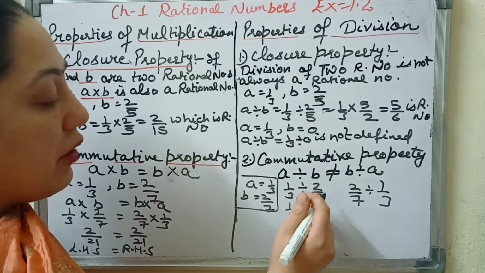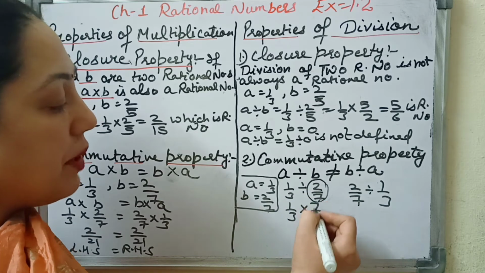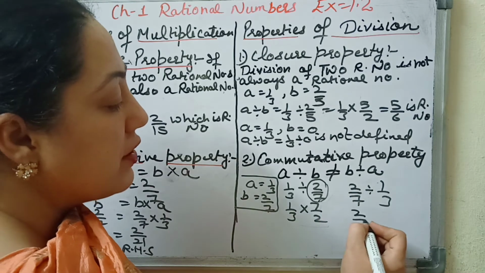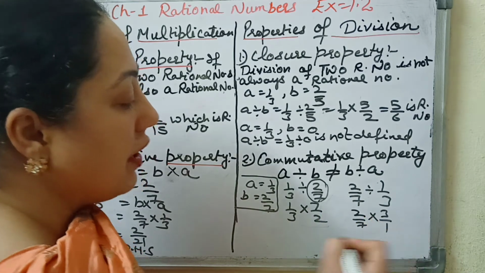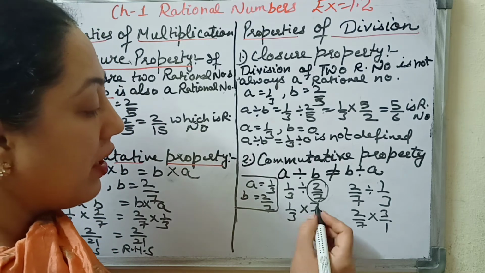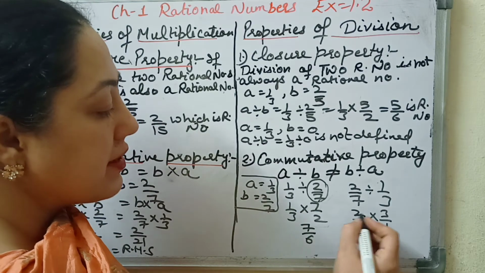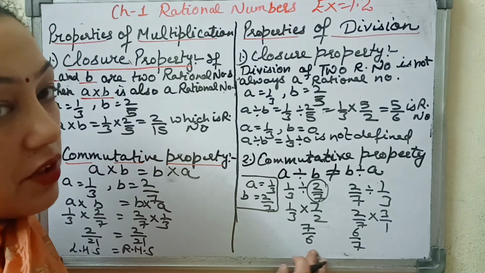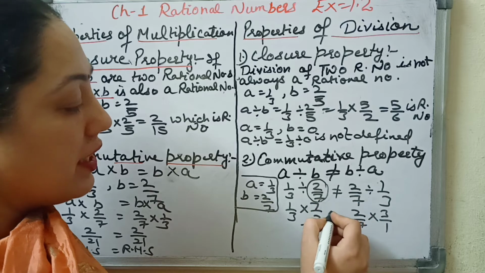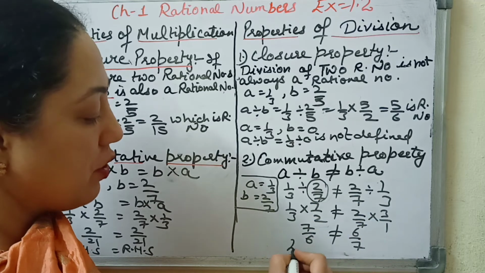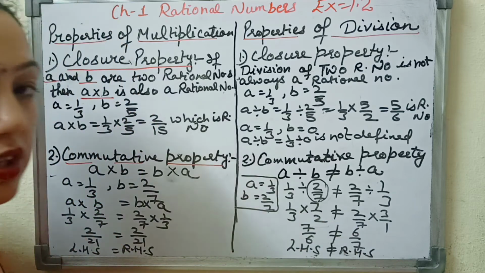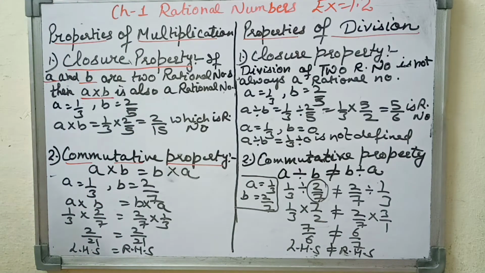1 over 3 multiplied by 7 over 2. When I convert the division into multiplication, the second term must be reciprocal. Similarly, on the other side, 2 over 7 into 3 over 1. Now when you multiply, 1 sevens are 7 and 3 twos are 6. In this case, 2 threes are 6 over 7. Both the terms are not equal. So left hand side is not equal to right hand side. So the commutative property does not hold in case of division.